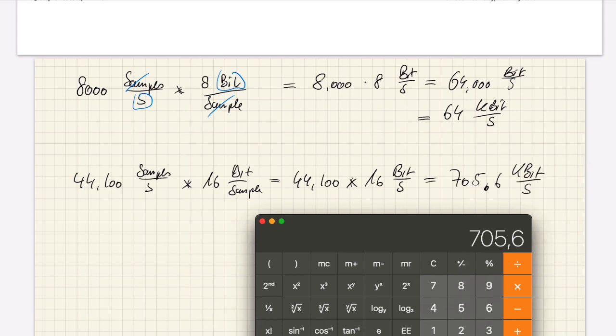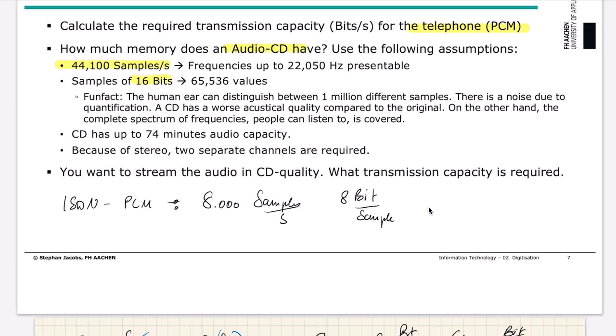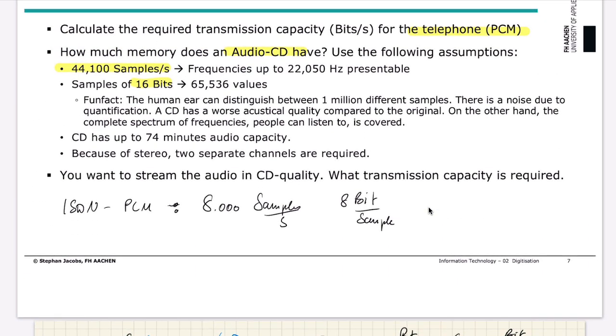And if you would like to send in stereo, you have to multiply by 2, because both channels will be completely independent. So you have 2 times 705 kilobit per second. Now let's look at the second exercise, which tries to figure out how much capacity a CD has with this kind of quality. And a CD has typically around 74 minutes audio capacity.